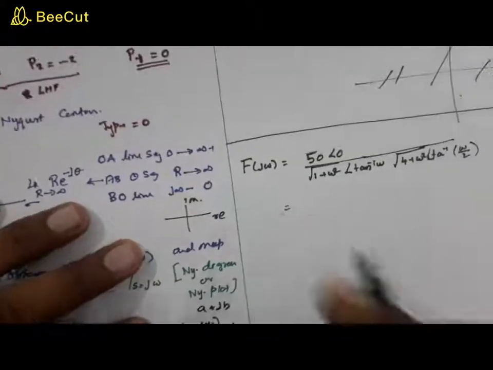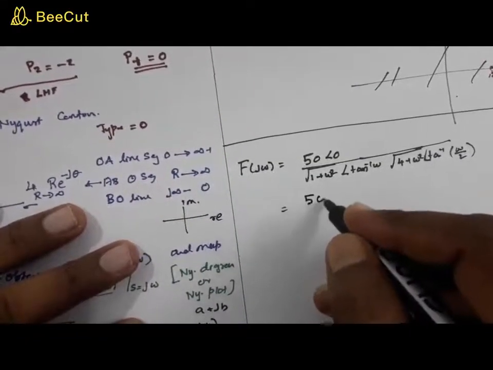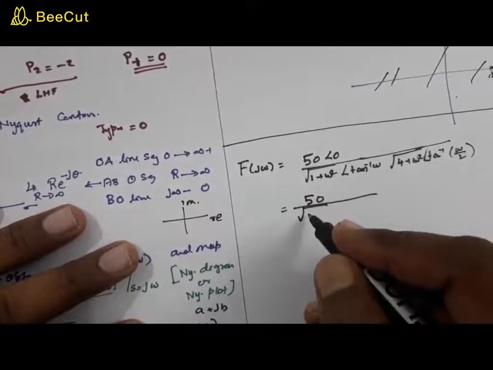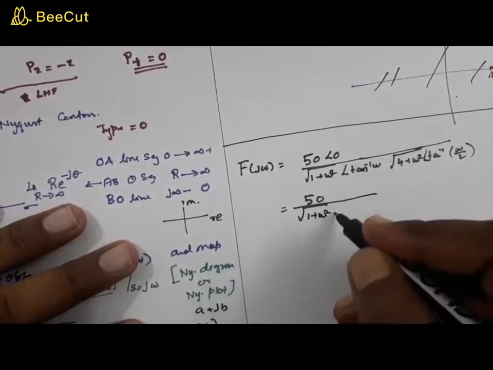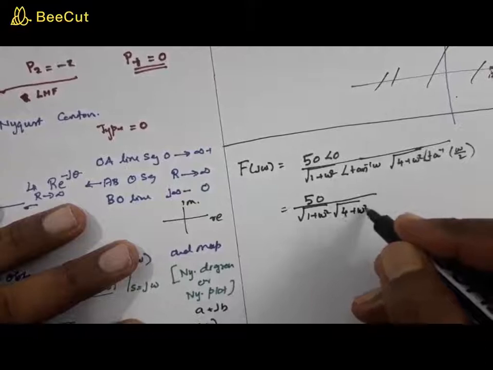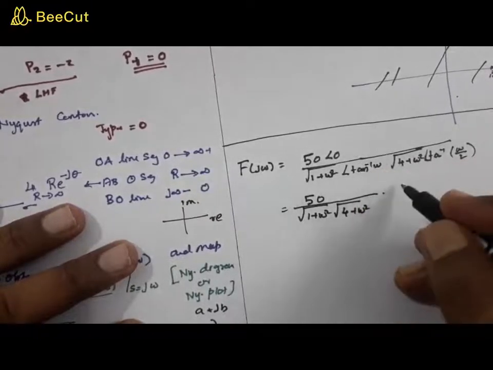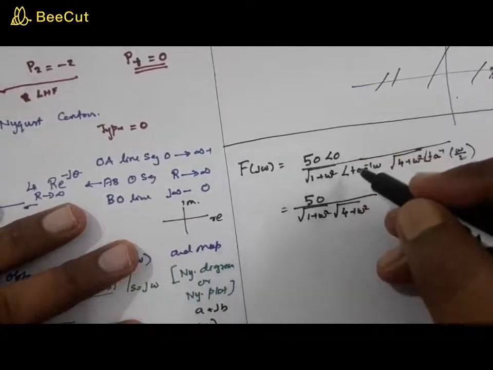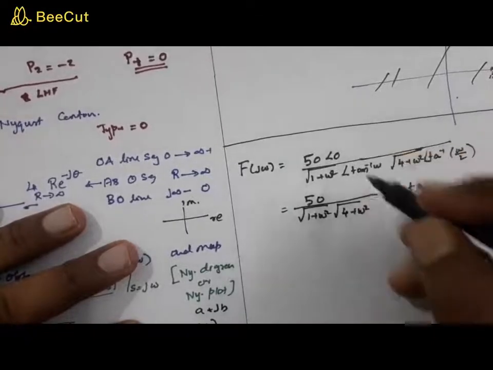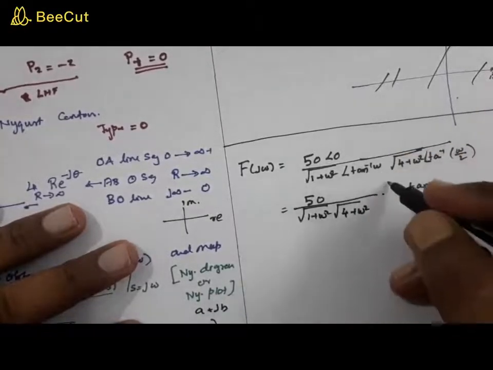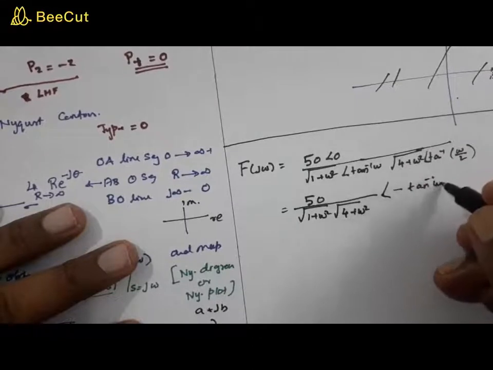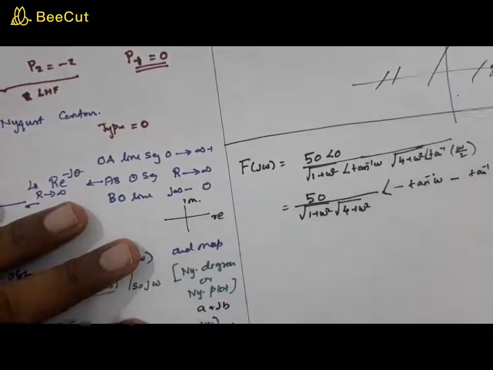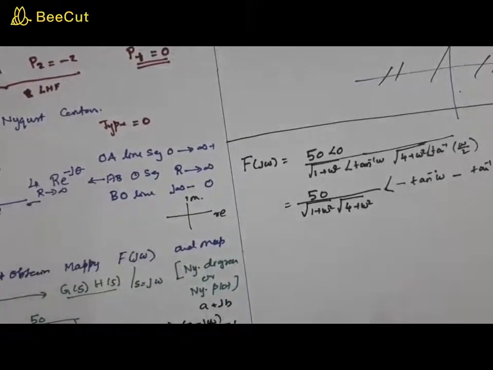Okay, so this can be written as 50 by, what are the magnitudes? You can bring the magnitudes into one group together as root of 1 plus omega square, this is a magnitude, into root of 4 plus omega square. And for the angle, it is the numerator angle minus the denominator angle. So this becomes angle 0 minus tan inverse omega minus tan inverse omega by 2. So this is the magnitude angle form of f of j omega.